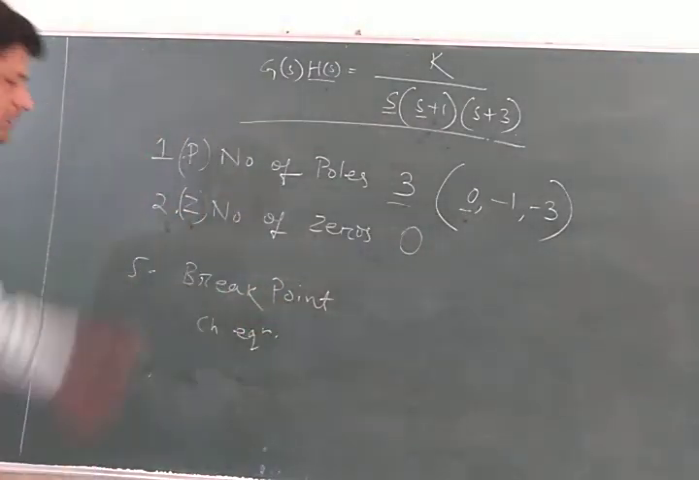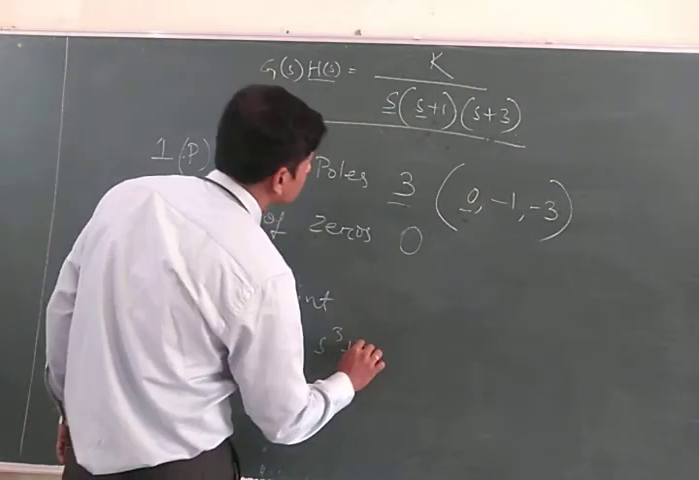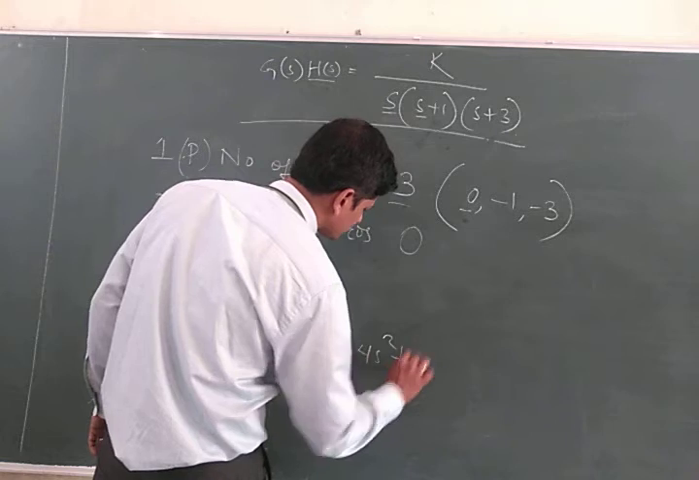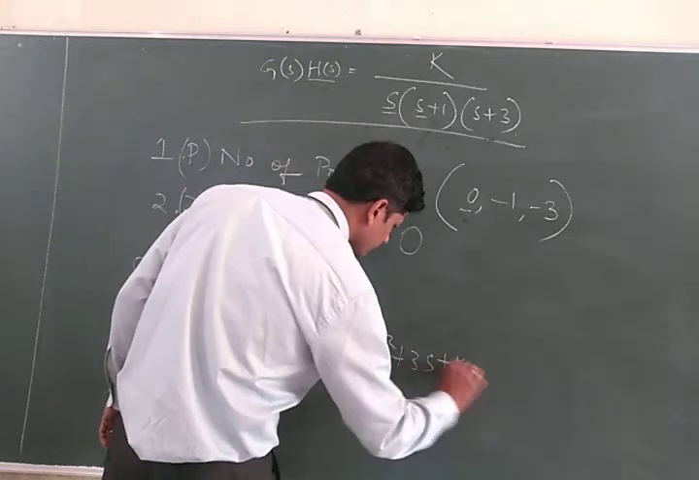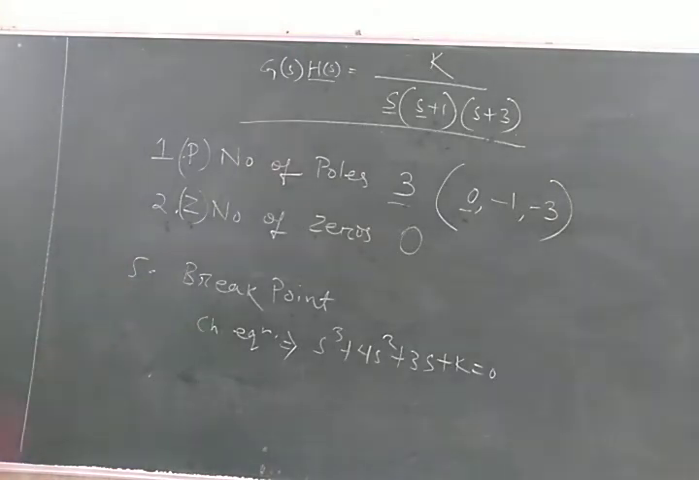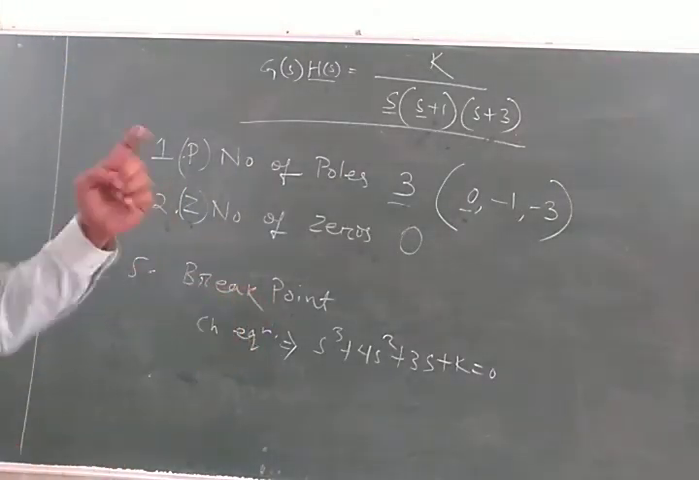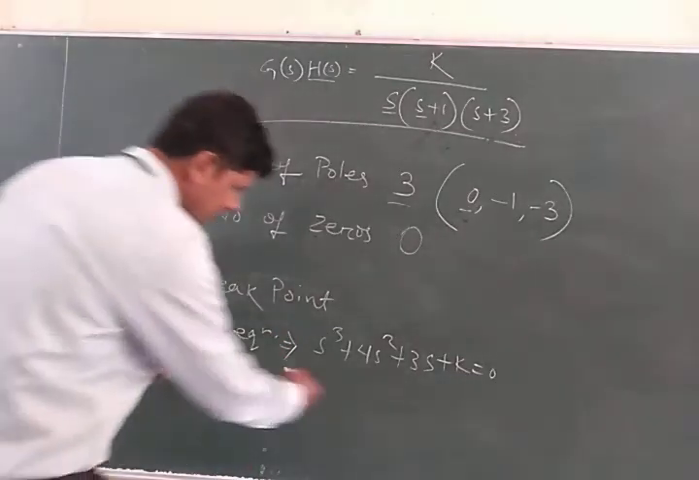The characteristic equation is s^3 + 4s^2 + 3s + 2 = 0. This is the characteristic equation. And to find the breakpoint, the formula is to rewrite the characteristic equation in terms of k.